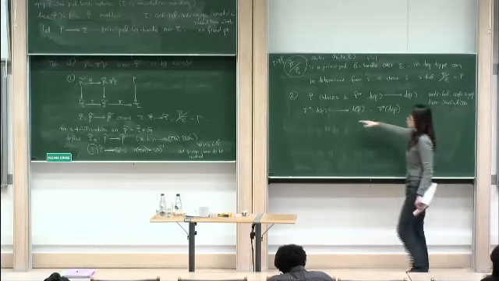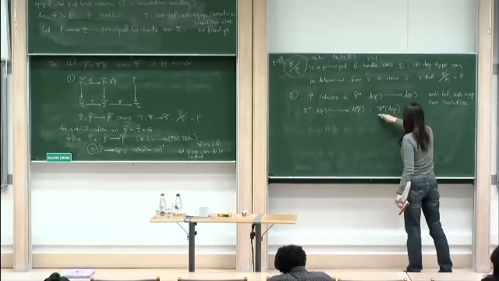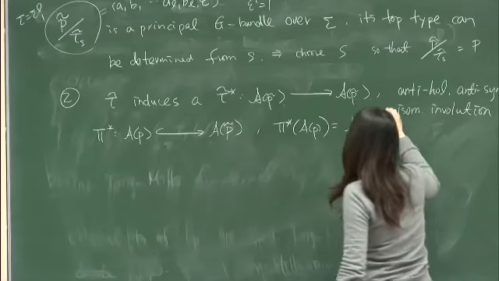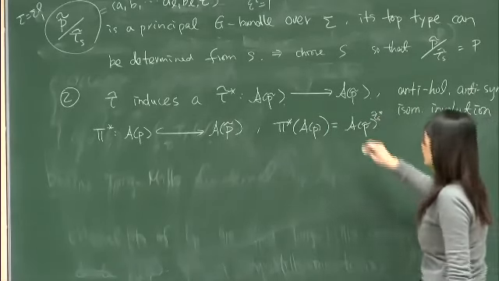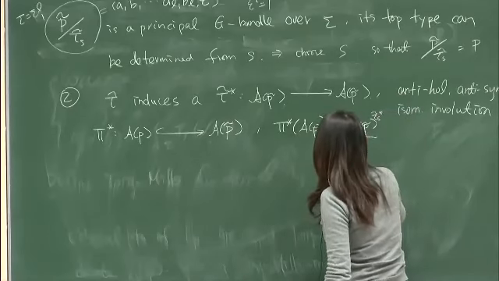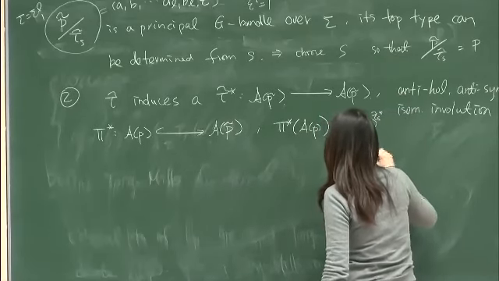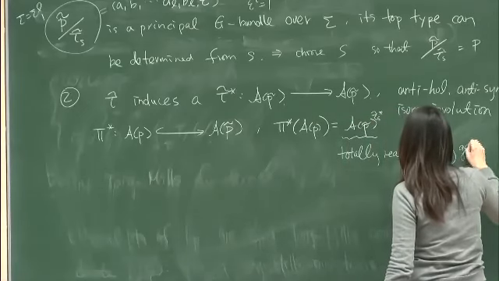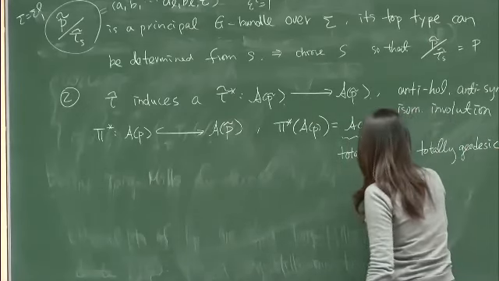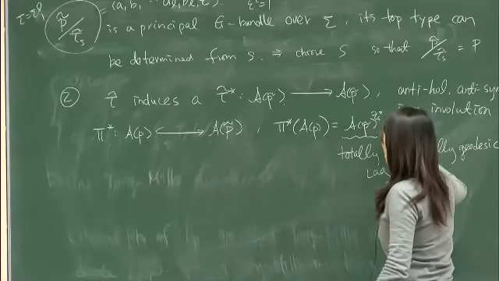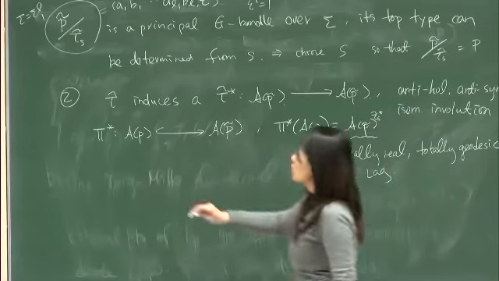And so for this inclusion, the image of that is precisely the fixed point set. Okay? And then you see that this space is a totally real, totally geodesic, Lagrangian submanifold because of this anti-holomorphic thing. And also because of this, we can define, sorry, this is 3.